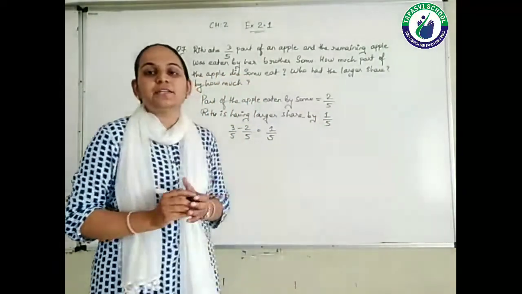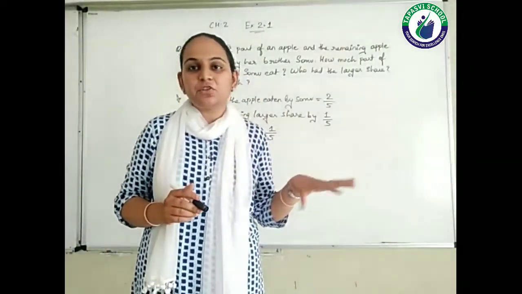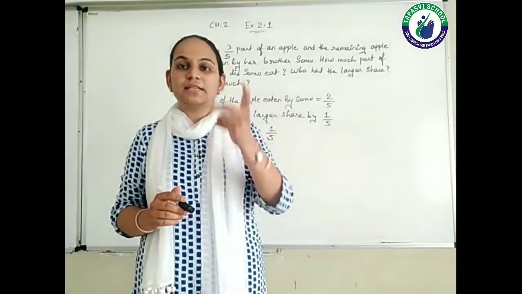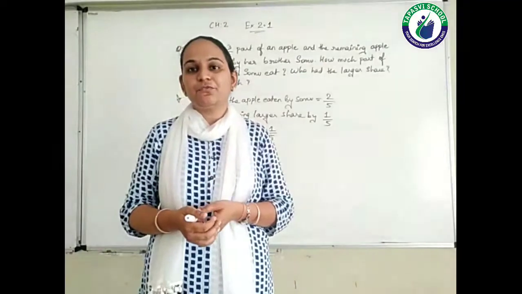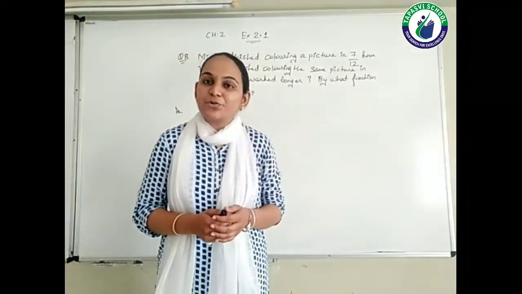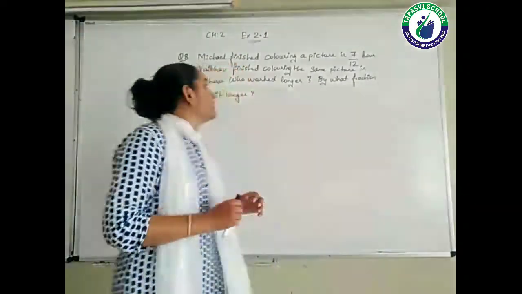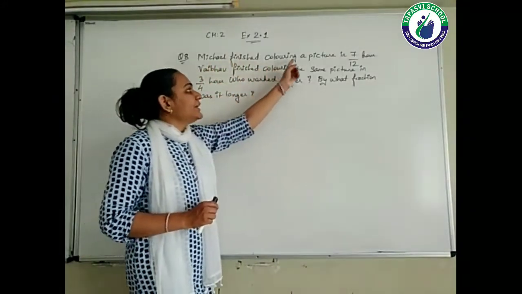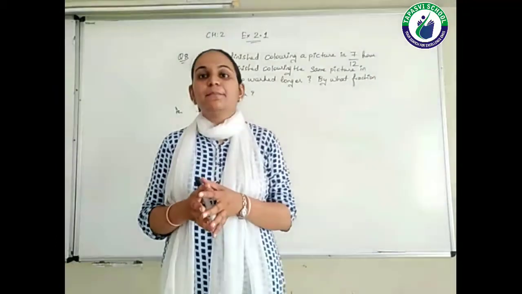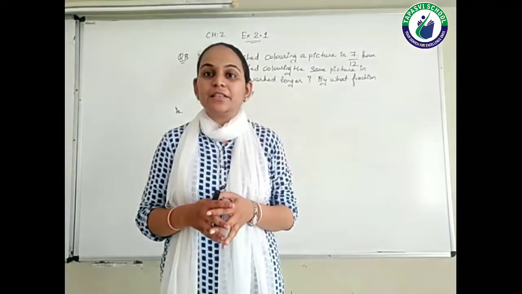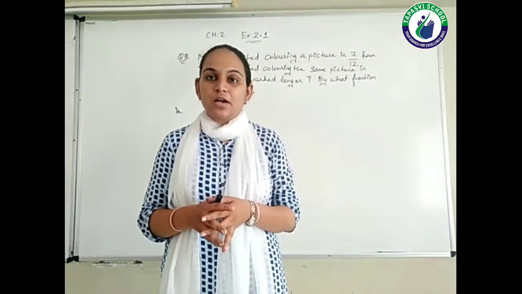Clear? 5 parts. Out of 5, 3 parts are eaten by Ritu, 2 parts are going to be eaten by Somu, right? So Ritu is having the more share by how much? 1 by 5. Okay students, now let's see the last question of this exercise, that is Michael finished coloring a picture in 7 upon 12 hours. That means there's a person named Michael who is coloring the picture in 7 by 12 hours.